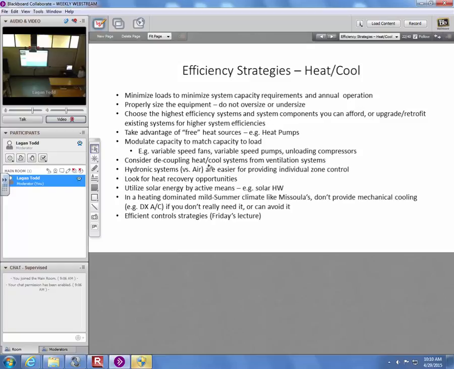Again, consider decoupling your heating and cooling systems from your ventilation systems. Not necessarily the best thing to do, but at least look at it. Hydronic systems versus air: it's generally much easier to provide zone level control with hydronic.